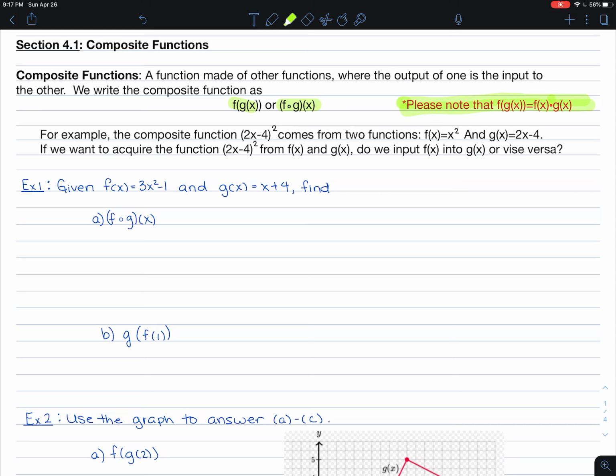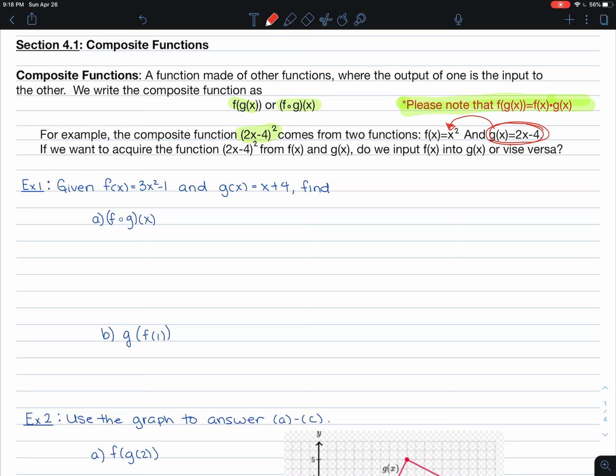Let's say we have a composite function, quantity 2x minus 4 squared. This comes from two different functions. It comes from the function f of x equals x squared and g of x equals 2x minus 4. Why is that? Well, if I were to plug my g of x function into the x value of f of x, then I would get the function quantity 2x minus 4 squared.